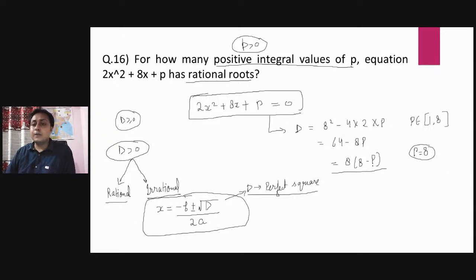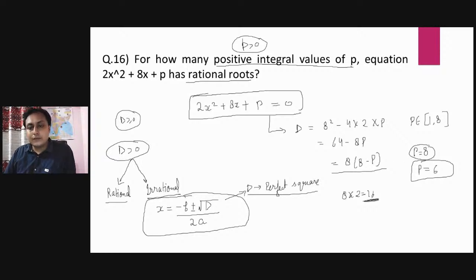Next, at p equals 7: 8 minus 7 is 1, 1 into 8 is 8, and 8 is not a perfect square. At p equals 6: 8 minus 6 is 2, 2 into 8 is 16. Yes, 16 is a perfect square. So these two possible values have come so far.